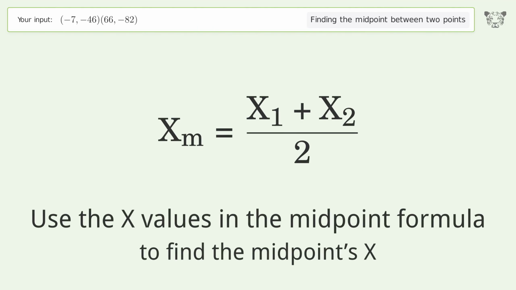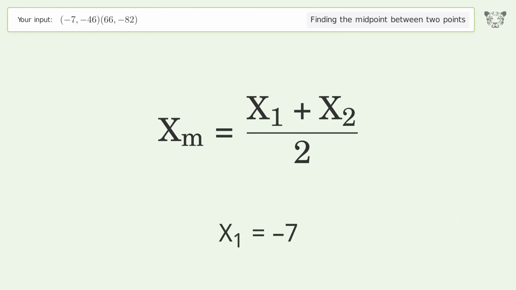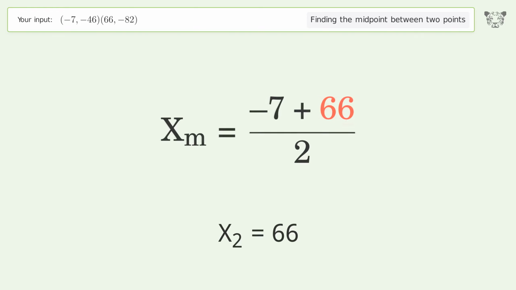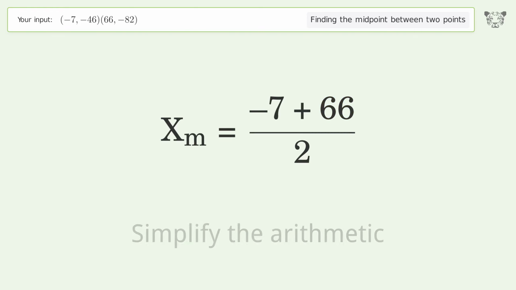Use the x values in the midpoint formula to find the midpoint's x. x1 equals -7. x2 equals 66. Simplify the arithmetic.